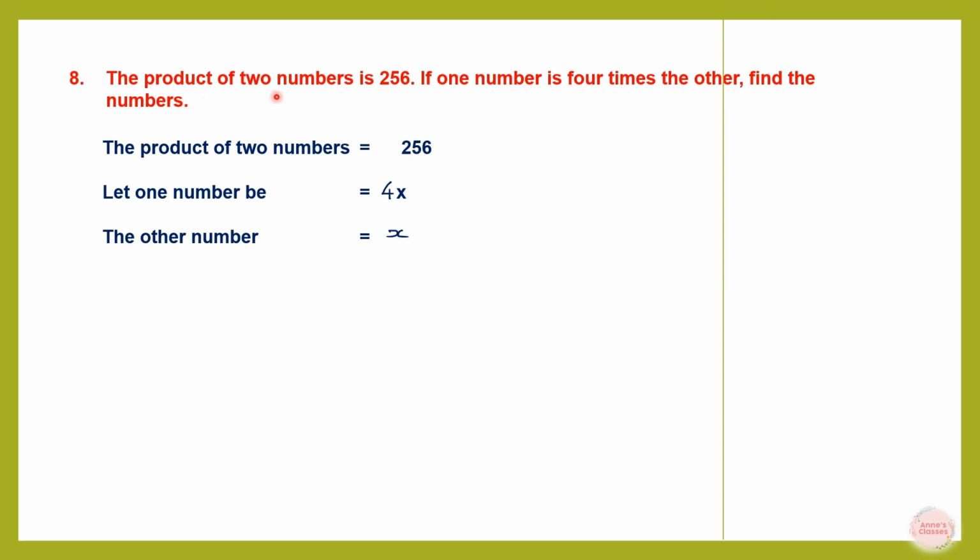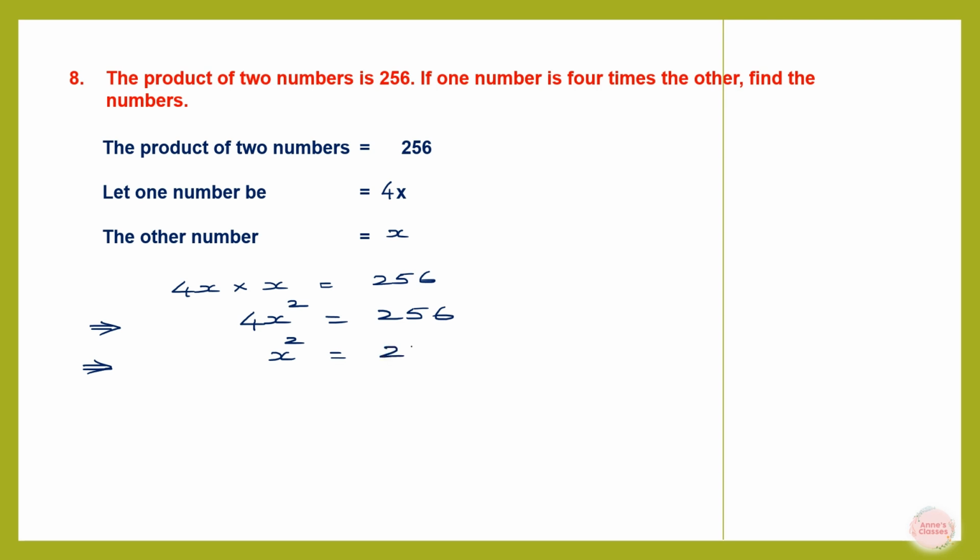Now the product of both is 256. That means when you multiply 4x into x, you get 256. So let's work this out. This is now like an equation. 4x into x, the number is 4. x into x is x to the power of 1 plus 1, which is 2. So 4x square is 256. Now first we need to find the value of x square.